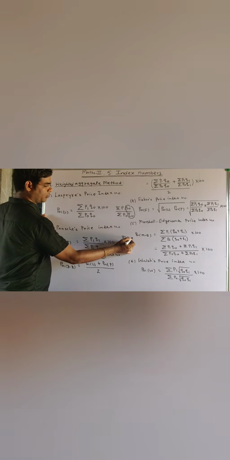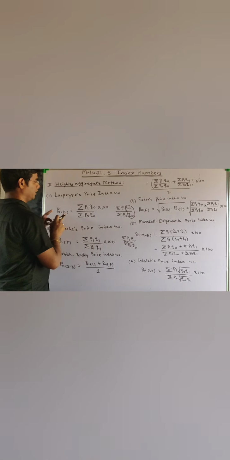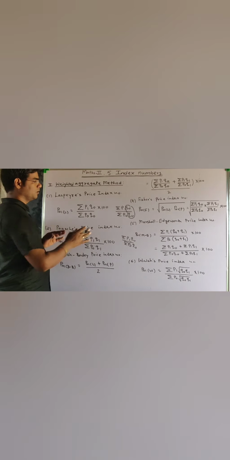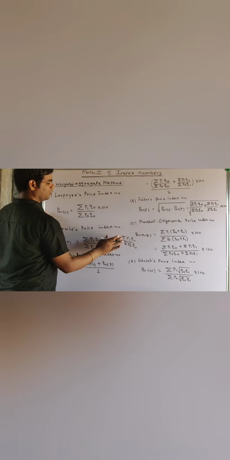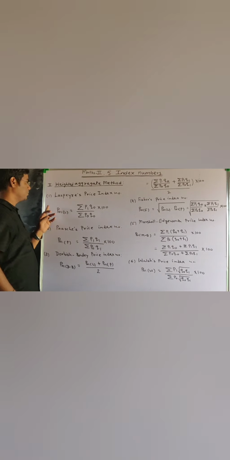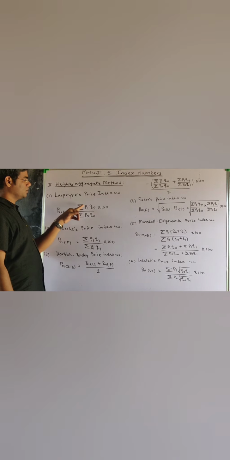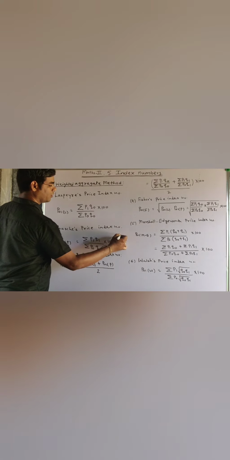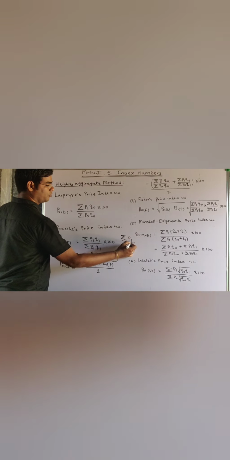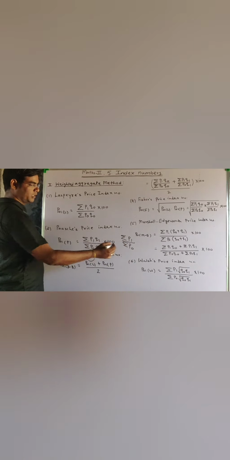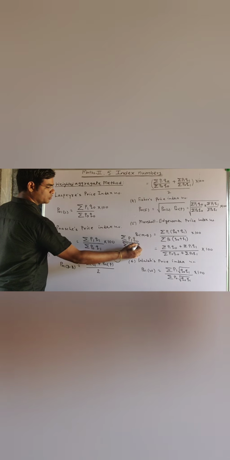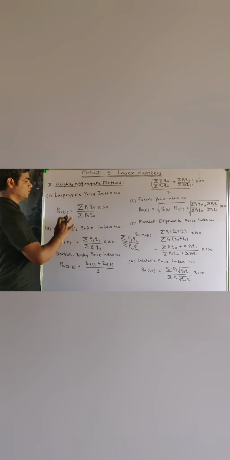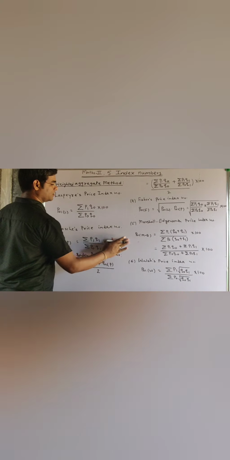If you write here Q0 Q0 into 100, then it becomes what? Laspeyres price index number. So the first index number using the weighted aggregate method is the Laspeyres price index number, which is denoted by P01L, given by summation of P1 Q0 upon summation of P0 Q0 into 100. So how to remember this? The formula for calculating index number is P1 upon P0. Here write down the base year quantity, that is Q0 Q0, into 100. So it is the formula for calculating the Laspeyres price index number.